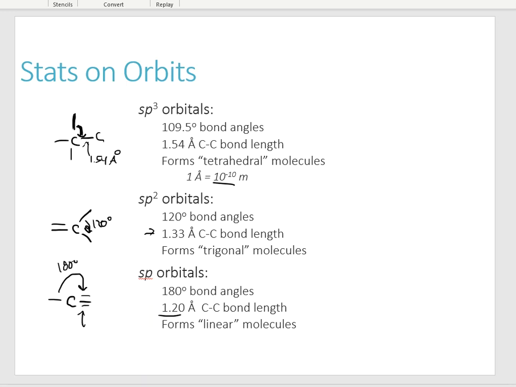And there's a little bit of information about geometry here. And we kind of mentioned that in our description, right? We said these were tetrahedral, and these were trigonal, and these were linear. So there is your story of hybridization theory in organic chemistry.